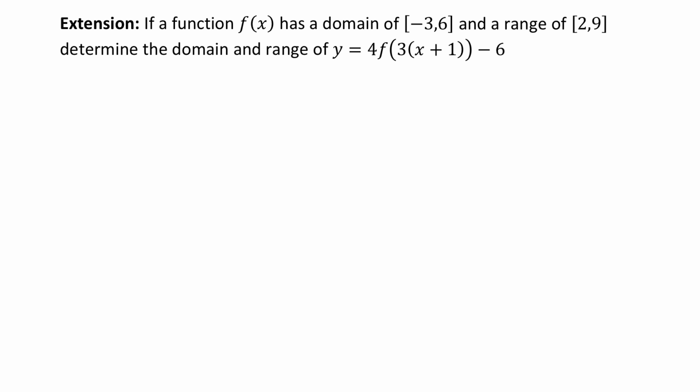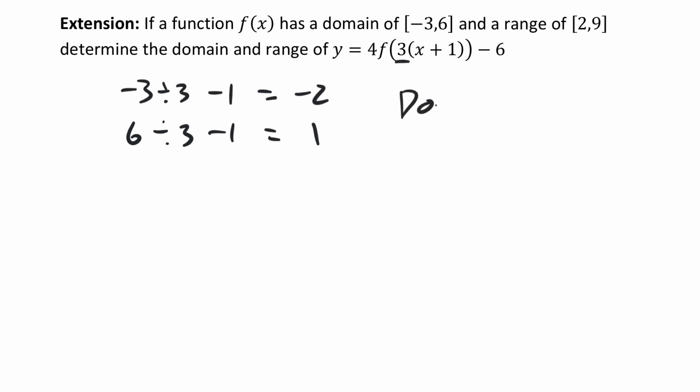Okay, so for the domain, that's going to be the x values. So let's look at the negative 3. We're going to divide that by 3 because of this 3, and then we're going to subtract 1. That's going to be negative 1 minus 1 is 2. And then the 6 also has to get divided by 3, minus 1. It's going to be 2 minus 1, which is 1. So the new domain is negative 2 to 1. Both of these numbers in this interval are x values, so you apply the x transformations to both of them.